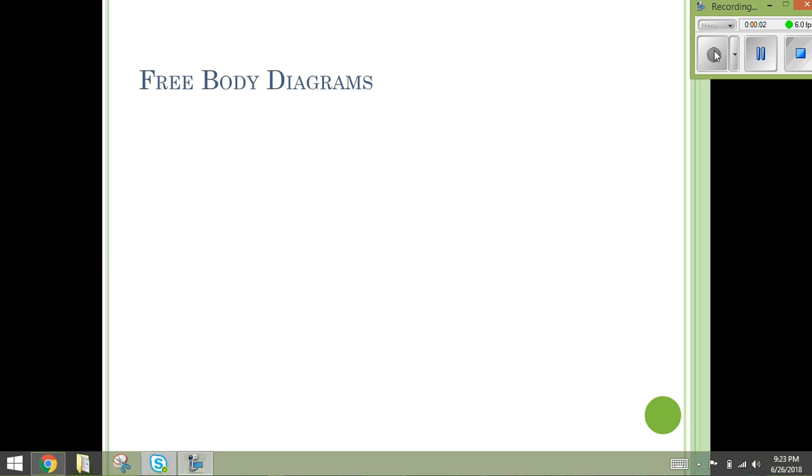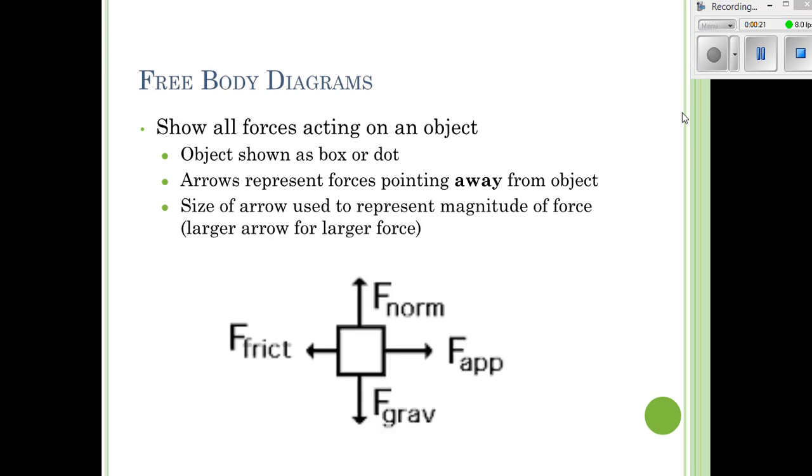Okay, as you might have realized, studying the forces can get a little bit confusing when we have all these interactions happening. So what we often do is we draw what are called free body diagrams on a single object so we can focus on the forces that are impacting that specific object. Free body diagrams show all the forces acting on a specific object.